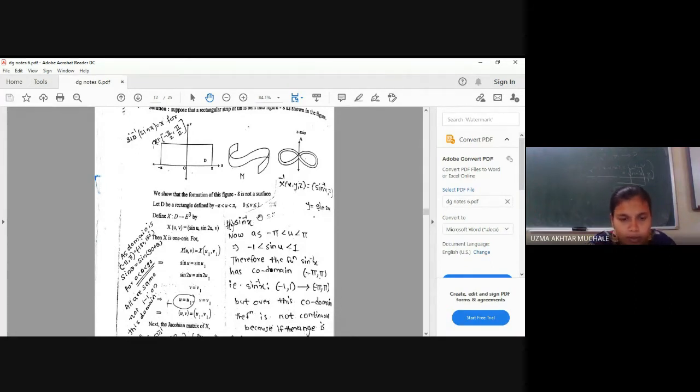Okay, what you have to do first, see concentratedly. We have a function x from D to E3, that is from 2D plane to 3D space. Okay, so x of uv is equal to some xyz. Suppose you are not knowing, x of uv is equal to some xyz. So what are those xyz we are given? X is sine u, y is sine 2u, and z is v.